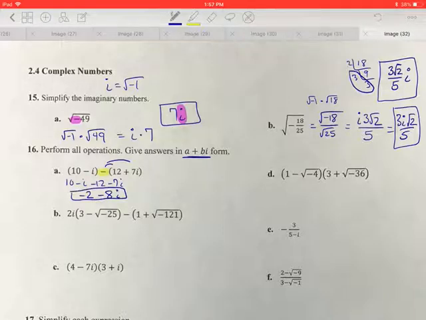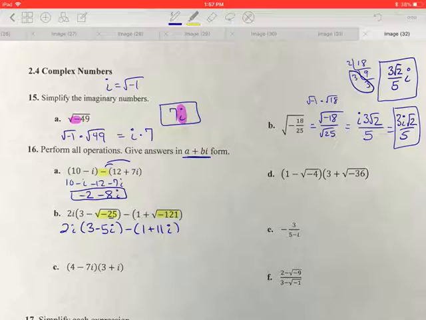Now B is also a subtraction, but we need to do some rewriting first. We don't need to work with these negative square roots. So we're going to rewrite this as 2i times 3 minus. So I know the square root of 25 is 5, and then I know the negative comes out as an i. So I can rewrite that as 3 minus 5i. And then this one will be 1 plus 11i.